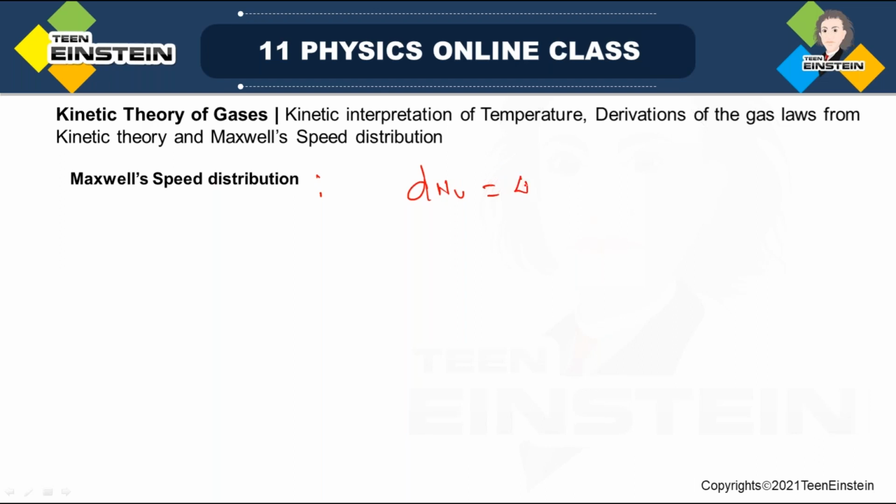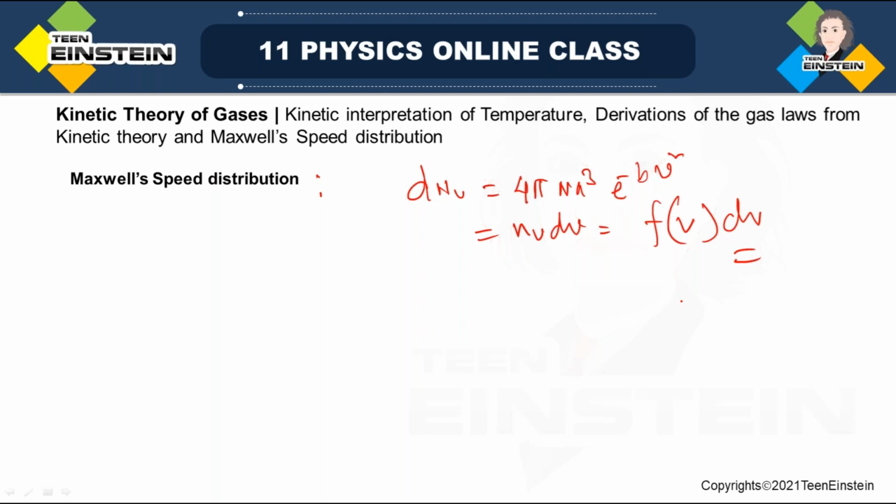That is given by 4 pi n a cube e to the power minus b v square. Actually, this is the velocity distribution, and this can be written in short as n(v) dv, or sometimes people write f(v) dv.